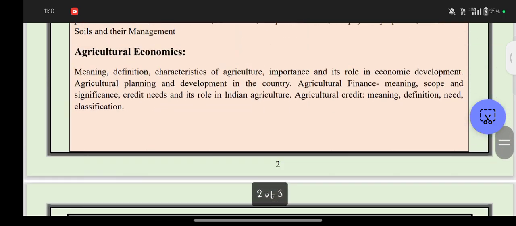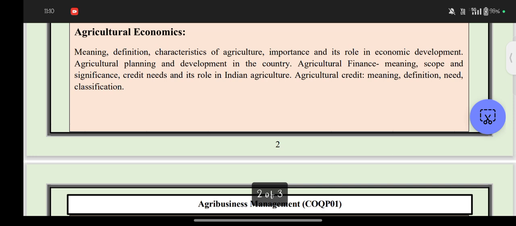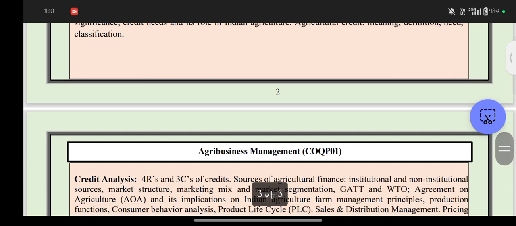Next is agricultural economics, meaning its definition, characteristics of agriculture, importance and role of it in economic development, and agriculture planning and development in the country, and also agricultural finance. In this, you need to study the meaning of agricultural finance, scope and significance, credit needs and its role in Indian agriculture, and also agricultural credit, meaning, definition, need, classification. These are the topics you need to study in agricultural credit and agricultural economics.